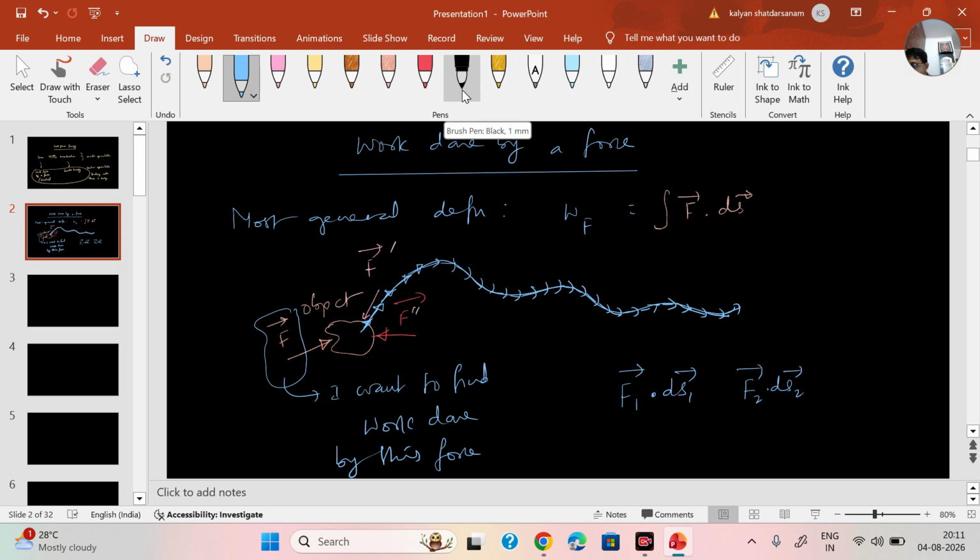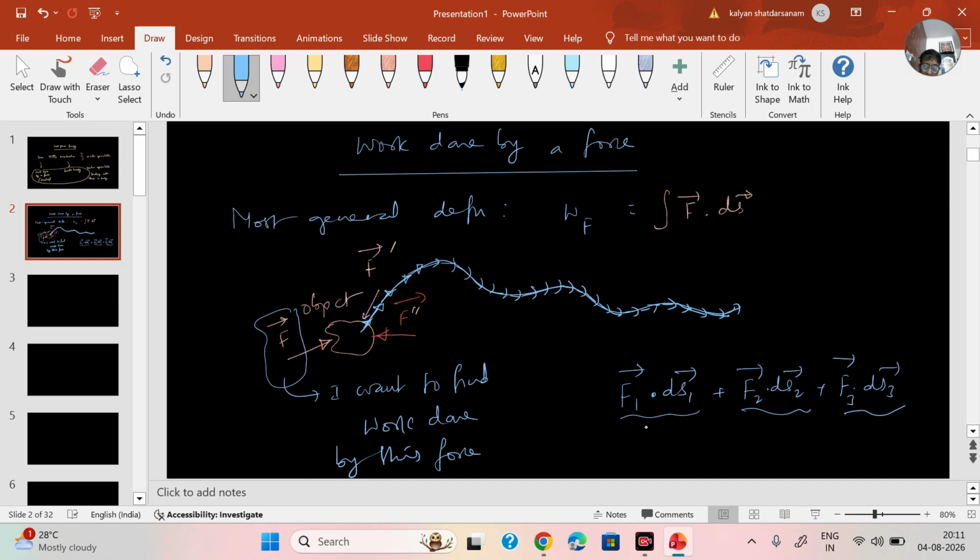for the next displacement ds3, the force is F3. And this way I find the force for every small displacement. I find work done for every small displacement. And I add all these work done. Now there are infinite displacements here.